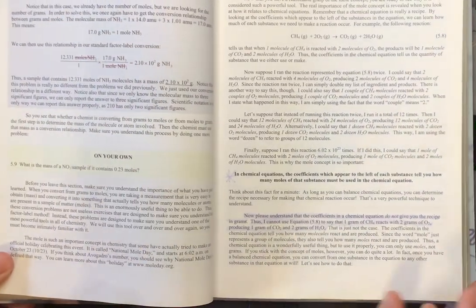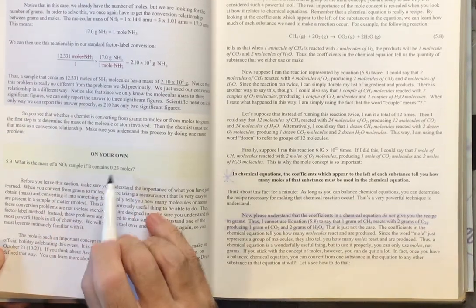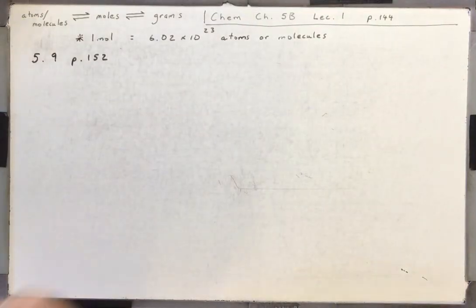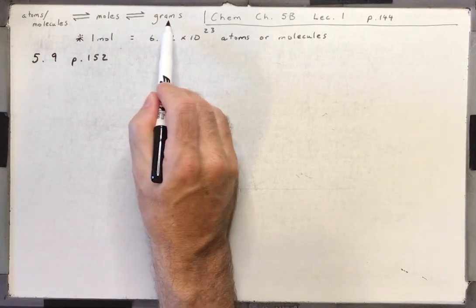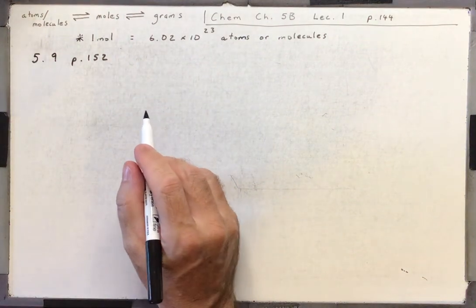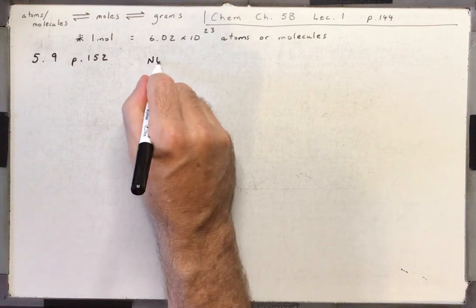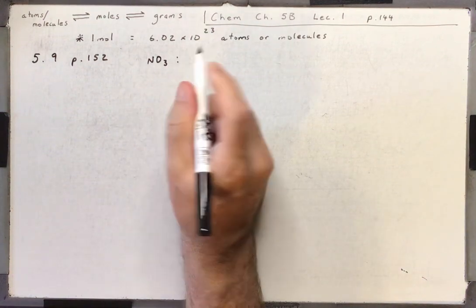So that one asks, what is the mass of an NO3 sample if it contains 0.23 moles? All right, so we're just going from moles to grams. What is the mass? Moles to grams. You know, not using atoms or molecules here. But I am going to have to add up NO3 because that's a molecule, right?